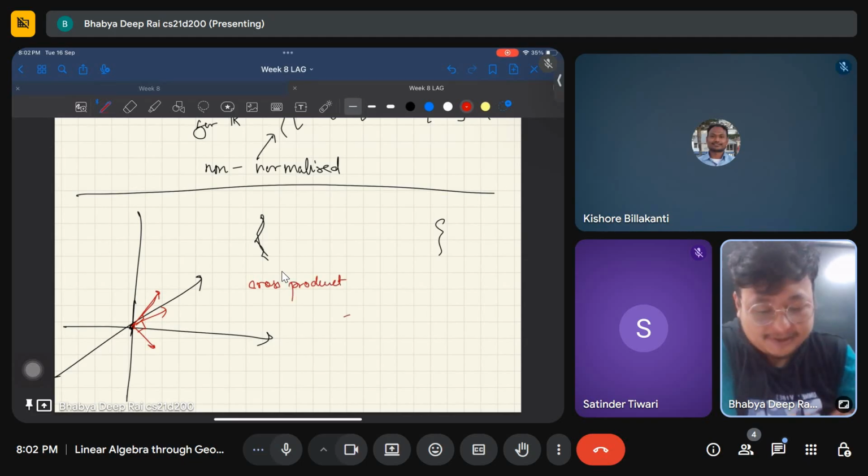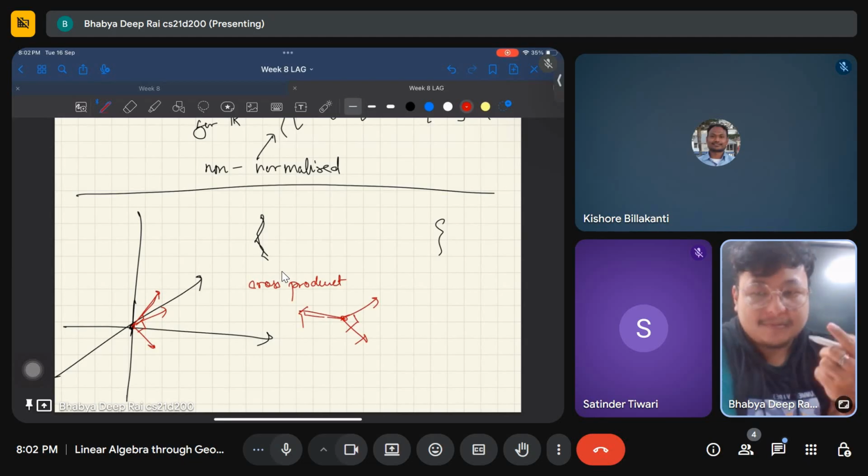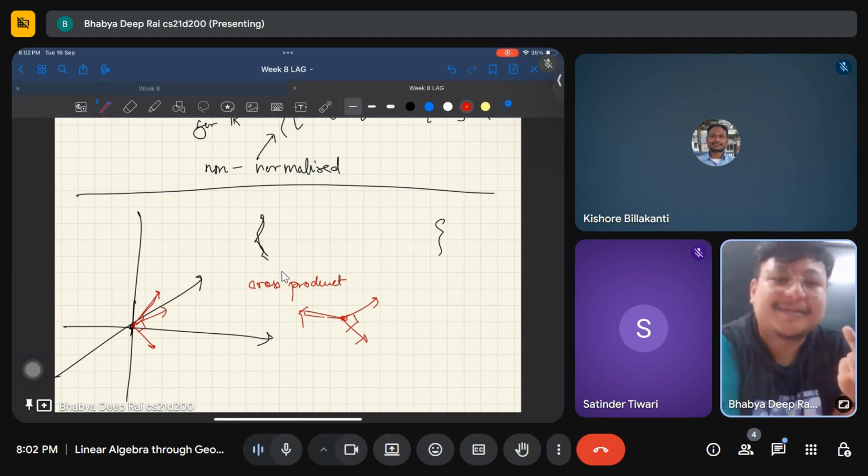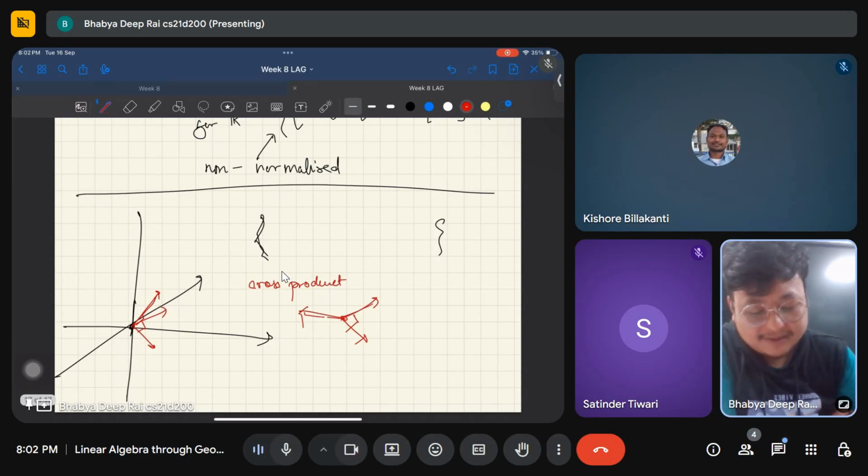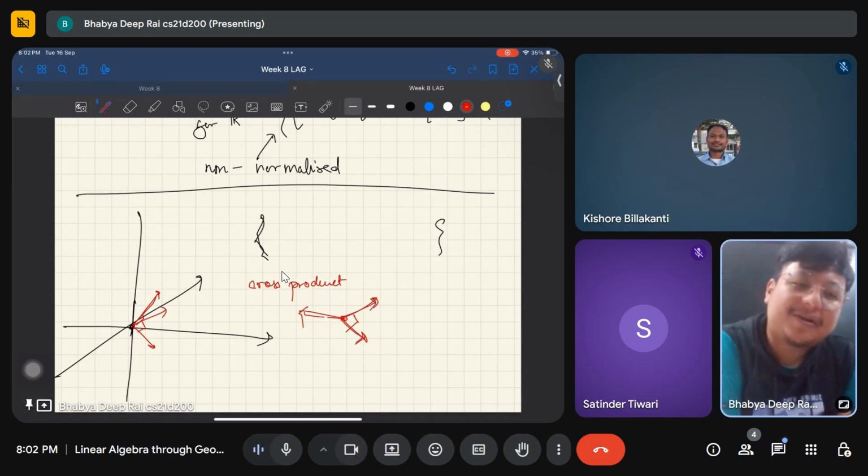If you remember, given two vectors, you can get a vector perpendicular to both of them. If the two vectors were already perpendicular, then the third vector will be perpendicular to both of them, so it will form an axis, you can say, or a basis in that sense. But for that, the starting vectors need to be perpendicular to each other.